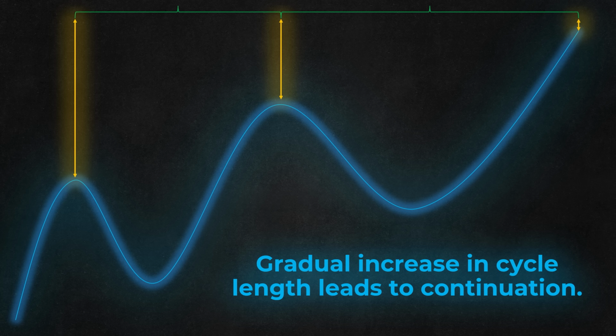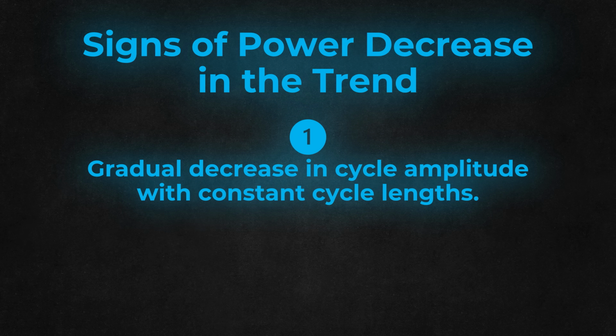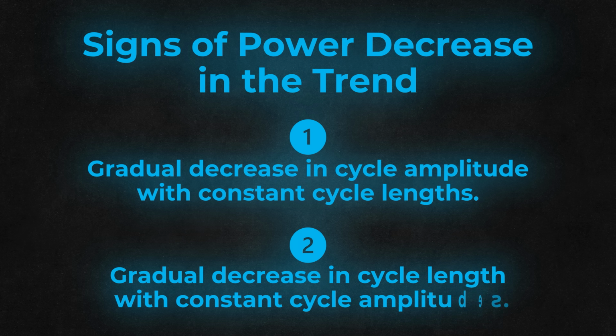In terms of cycle analysis, there are two signs to look for when scanning for a power decrease in the trend, which means the possibility of a trend reversal. The first is a gradual decrease in cycle amplitude while cycle length remains constant, and the second is a gradual decrease in cycle length while cycle amplitude remains constant. We are looking at these possibilities in isolation, but they can occur in synchrony, which will lead to different signals. I will leave that for another day since psychoanalysis goes way beyond this brief introduction.